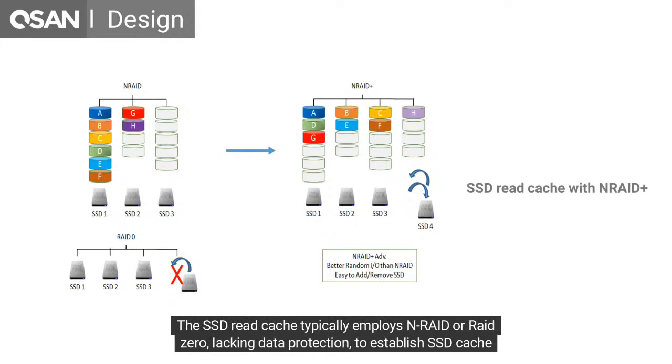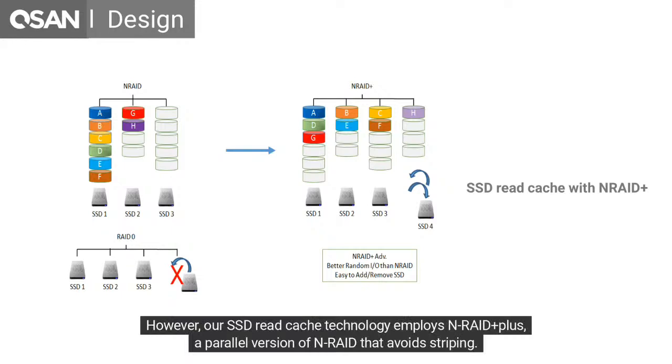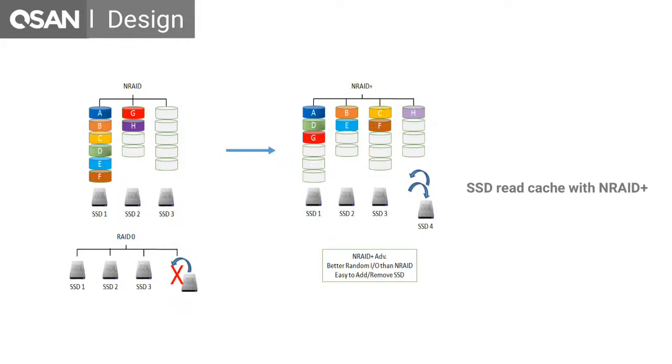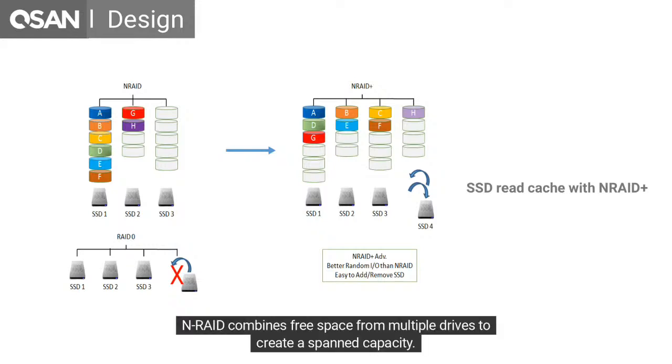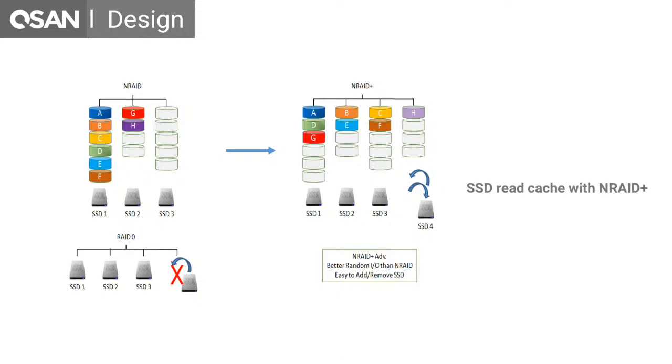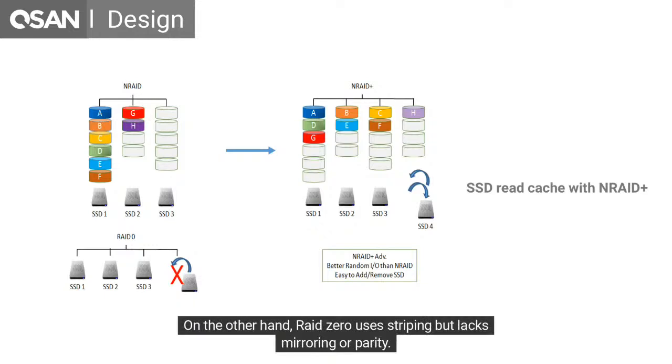The SSD read cache typically employs nRAID or RAID 0, lacking data protection, to establish SSD cache storage. However, our SSD read cache technology employs nRAID plus, a parallel version of nRAID that avoids striping. nRAID combines free space from multiple drives to create a span capacity. It encompasses various drive types and sizes, mainly serving as a span volume. On the other hand, RAID 0 uses striping but lacks mirroring or parity.